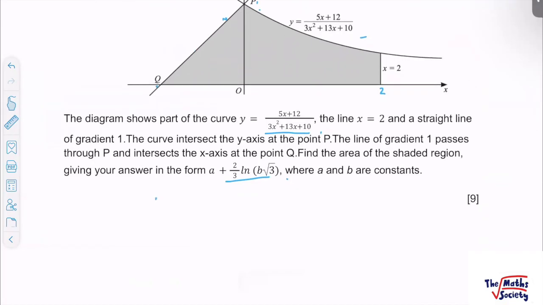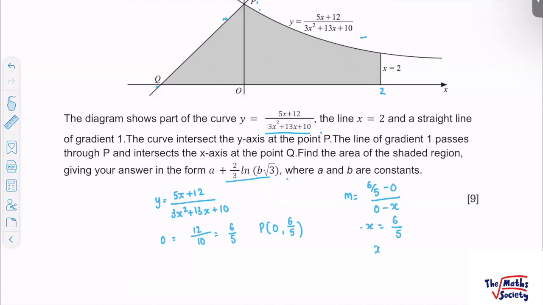So we know that y is equal to 5x plus 12 by 3x squared plus 13x plus 10, and x is equal to 0. So we're just going to substitute x equals 0. So that's 12 by 10, it's just 6 by 5. So P is 0, 6 by 5. And the gradient m, they give you already as 1. So that's 6 by 5 minus 0 equals 1 times 0 minus x, so minus x is going to equal 6 by 5, x is going to equal minus 6 by 5. So your Q is going to be minus 6 by 5, 0.